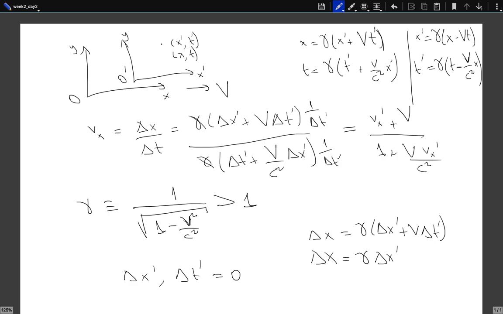So what's wrong? The sign of the velocity. Well, delta t prime is 0, so even if I change the sign here, it doesn't make any difference. No, because you see, we have the other reference frame that is moving, and the observer fixed in that reference frame had measured the length to be delta x prime, let's say L.